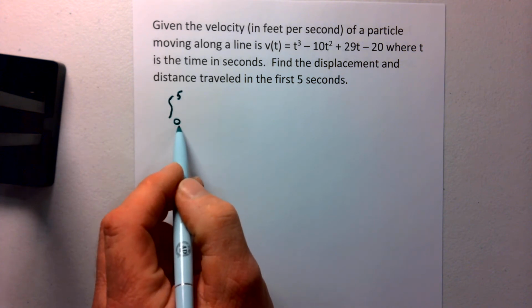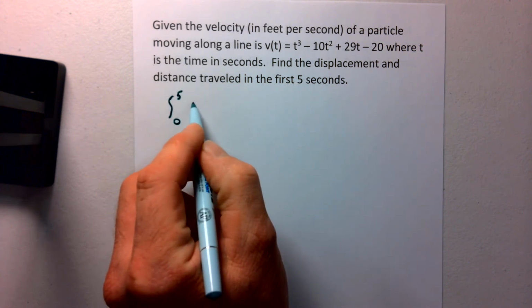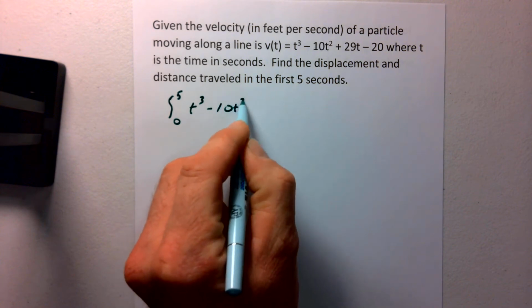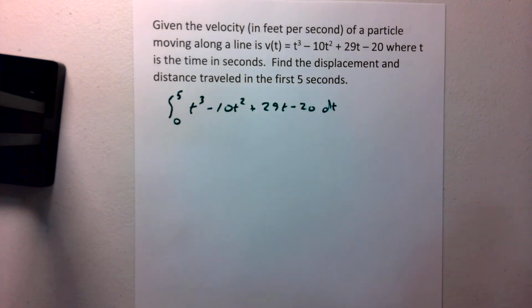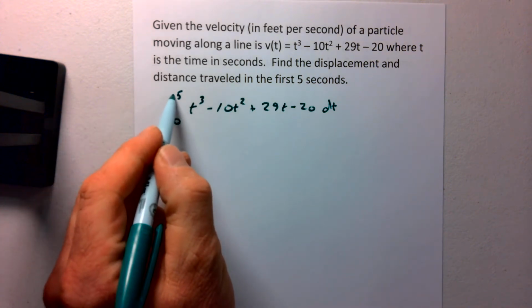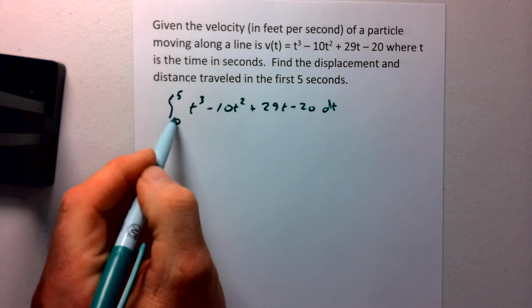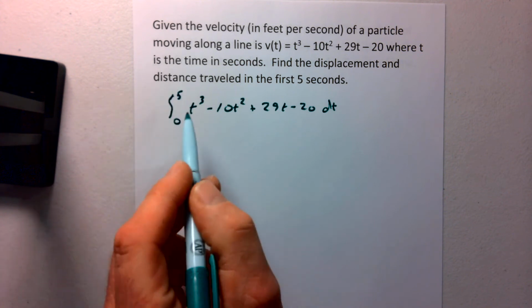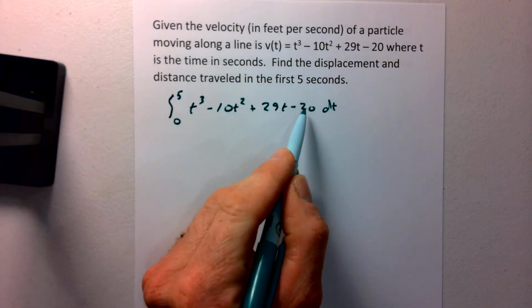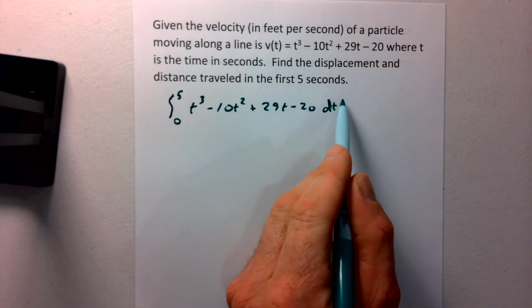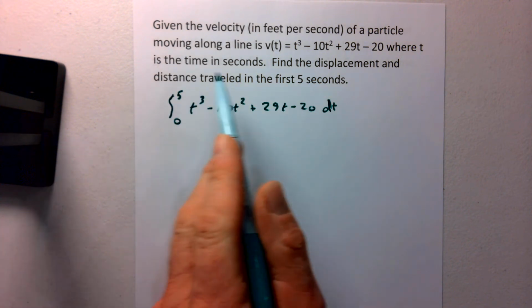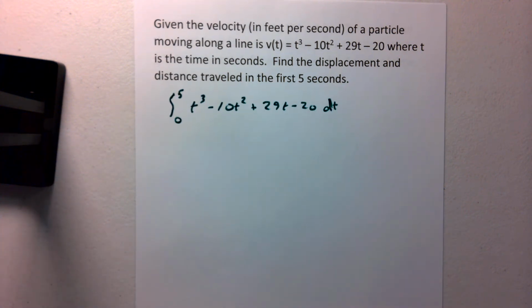That's our time when we start at 0 and we end at 5 of our function t to the third minus 10t squared plus 29t minus 20 dt. If this is an extended response question, we definitely have to set up the integration correctly. So the different parts of this, we definitely have to have our beginning and our end, so our end points for our integral. We have to have what we're going to integrate, or our integrand, and we have to have our variable of integration. We have to have that dt in order to get all of our points for this setup.